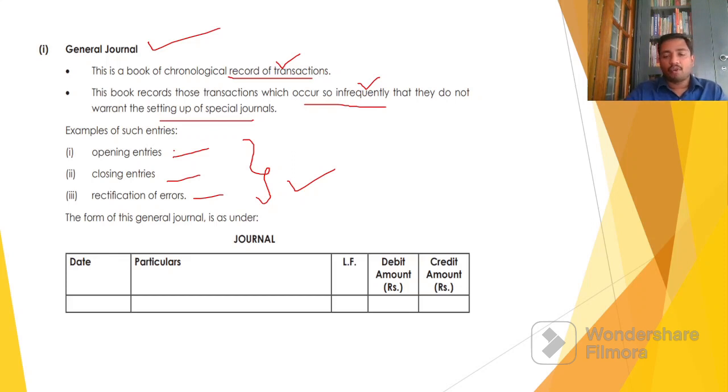Now let's see what is the format of a journal. We have a date column, the particulars column where we enter the journal entries, a ledger folio (LF), the debit amount and the credit amount. So that is the general format of a journal.